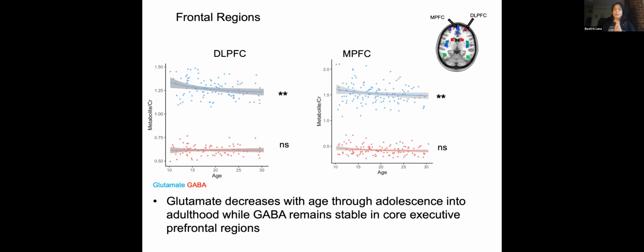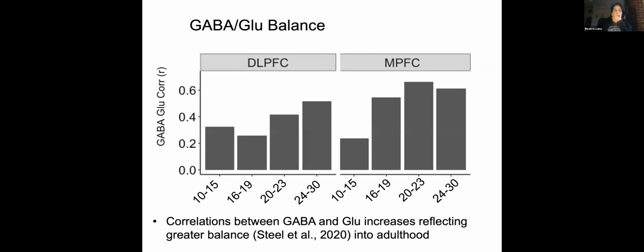We had really hypothesized that GABA would go up and glutamate would go down in prefrontal cortex. But instead, what we're finding is that GABA is stable and glutamate is taking a nosedive. And, discussing this with our colleagues doing the postmortem work, they are not surprised that this is what is occurring. The question is, though, does this have any impact on this balance between GABA and GLU?